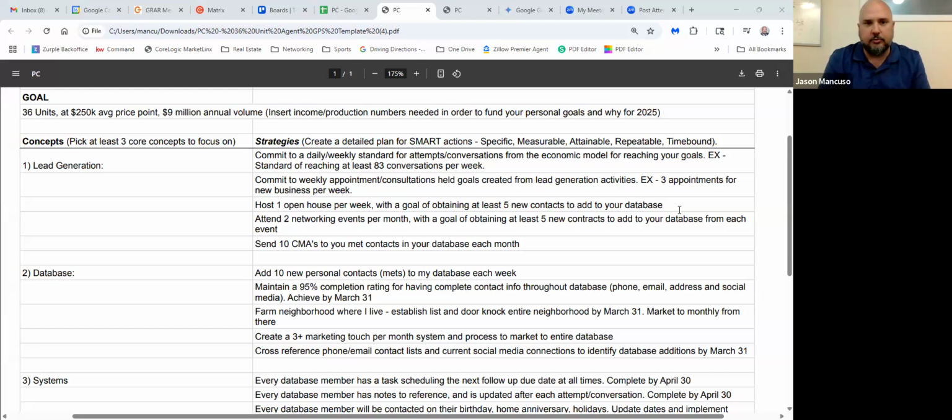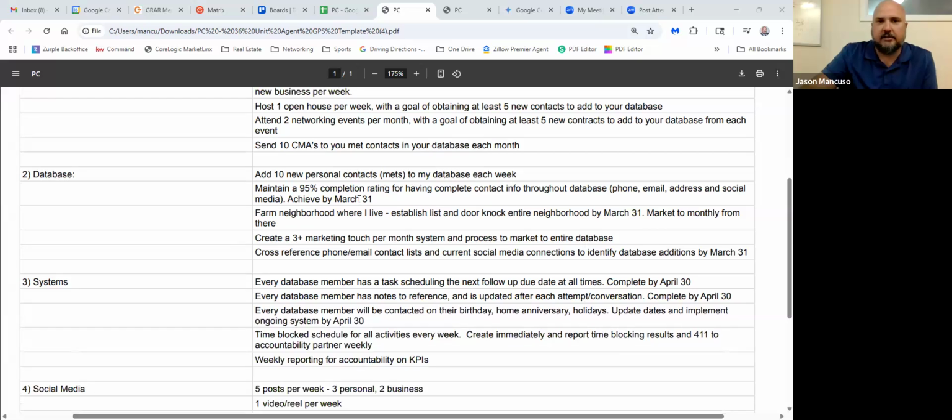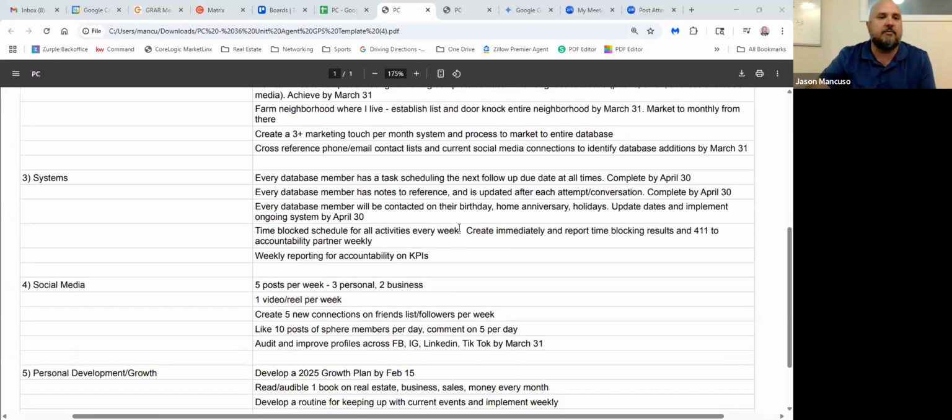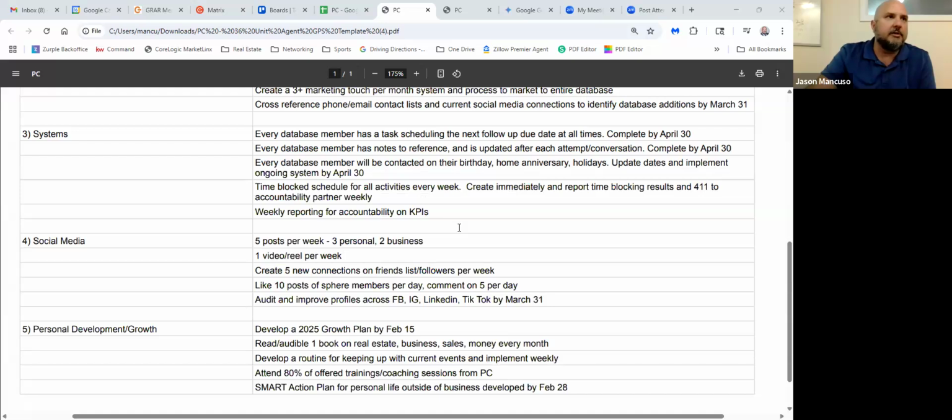Another example, SMART: attend 2 networking events per month with a goal of obtaining at least 5 new contacts, instead of contracts, to add to your database from each event. Send 10 CMAs to met contacts in your database each month is another form of activity. Database, adding personal contacts. I'm going to share this with everybody, so I'm not going to run through everything here, but this is just a bunch of ideas for you to grasp onto and build your own plan with.